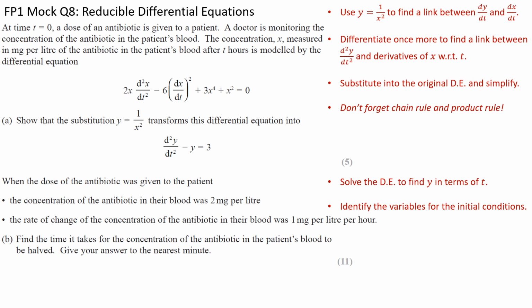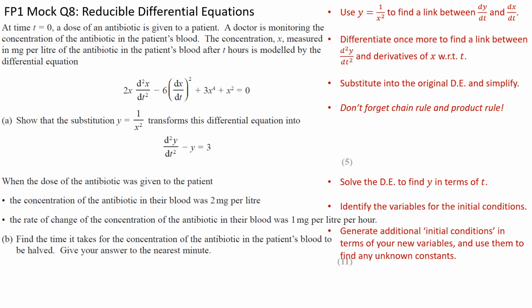And then you need to identify the variables for the initial conditions. Be careful with this, but you can do this in terms of y and t. It doesn't have to be in terms of x and t. You can sort out your initial conditions and therefore find the constants all originally before you change everything back. So your initial conditions will be in terms of the new variables, and you can find any constants from those.